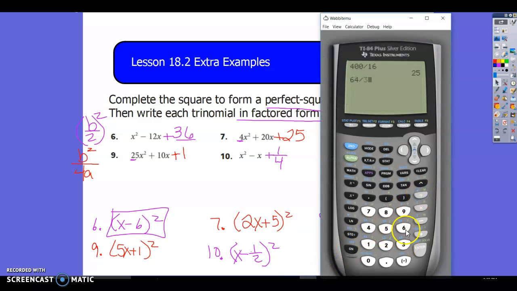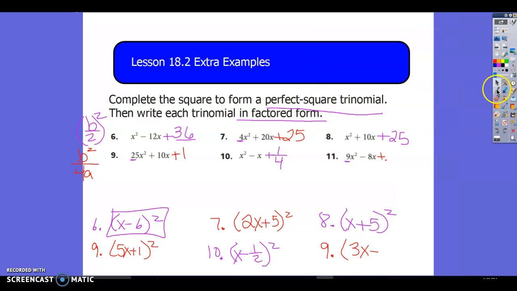So what's 64 divided by 36? It gives me a decimal. Let's see if we can just put that as a reduced fraction. That is 16 over 9, which is very nice because 16 is a perfect square and 9 is a perfect square. So the square root of that would just be 4/3, which is what goes in my factored form. So this number squared equals that. So 3x minus 4/3 quantity squared is the factored form of that one.